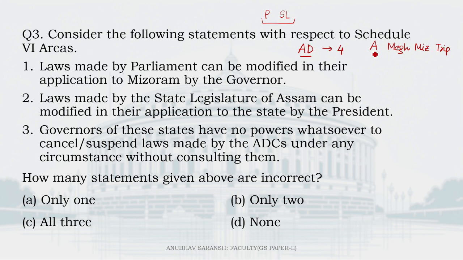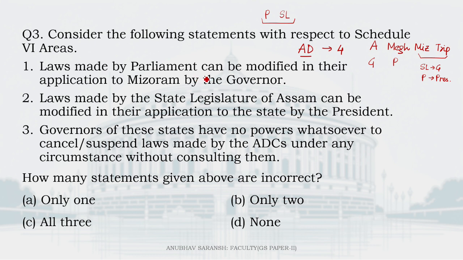Now, when it comes to a state like Assam, it is the governor who makes modifications in the laws made either by the parliament or by the state legislature. When it comes to a state like Meghalaya, it is the president who makes modifications in the laws, either laws made by the state assembly or by the parliament. For Mizoram and Tripura collectively, you will see that if the state legislature makes a law, then the governors can modify the laws, and if the parliament has made a law, then the president can modify those laws. So this is the whole scheme of things. Now let's look at the statements.